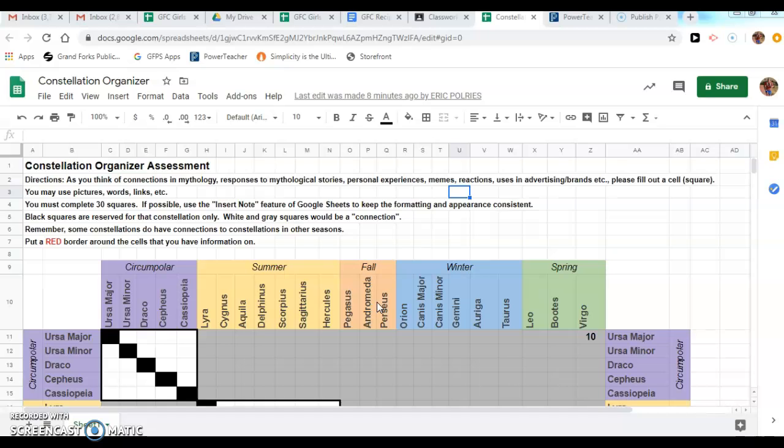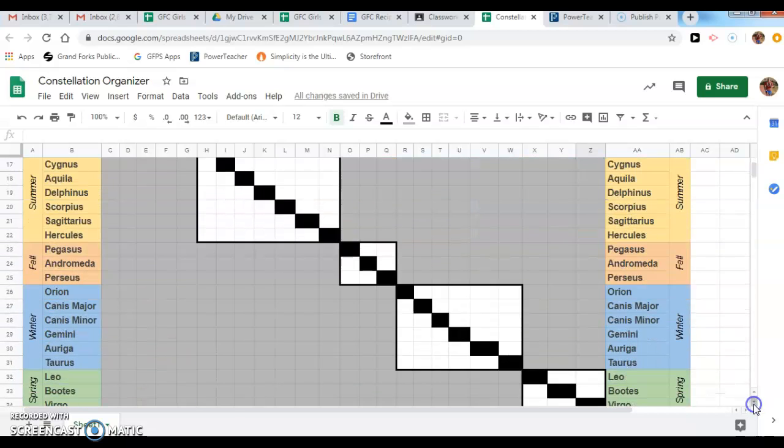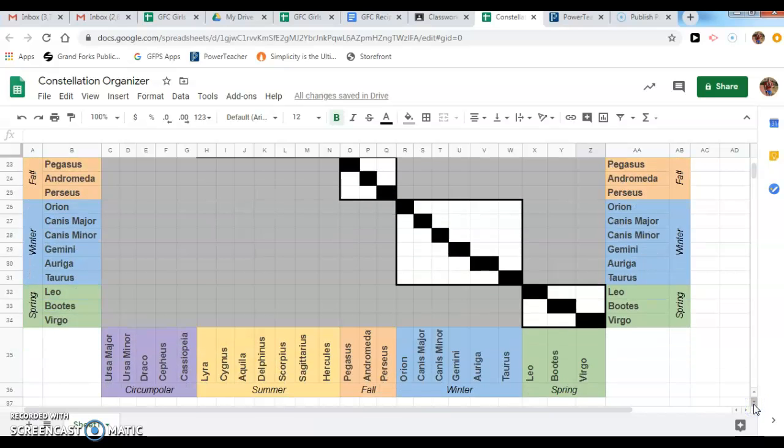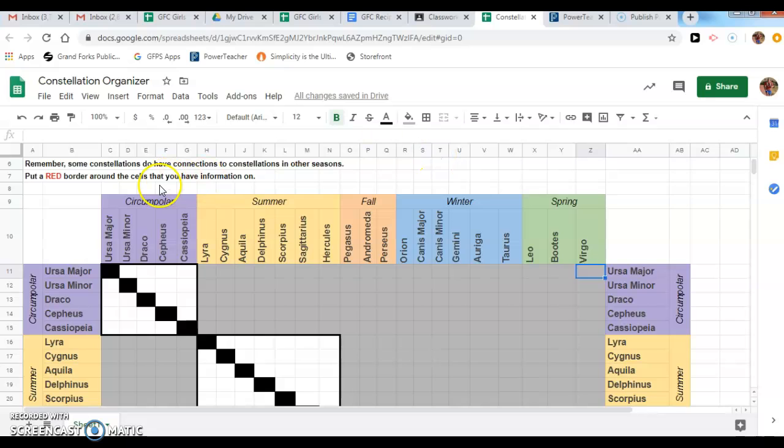Basically, if you are confused here and don't quite understand what's going on, we can clarify some things. But it's really not that complicated. When you look at the grid, I understand if you would be overwhelmed initially because there's over 500 squares on this grid, but it's really very simple. So if we look at the top, we have each of our seasons for our constellations, our circumpolar, summer, fall, winter, and spring. And then the constellations that are part of those seasons.